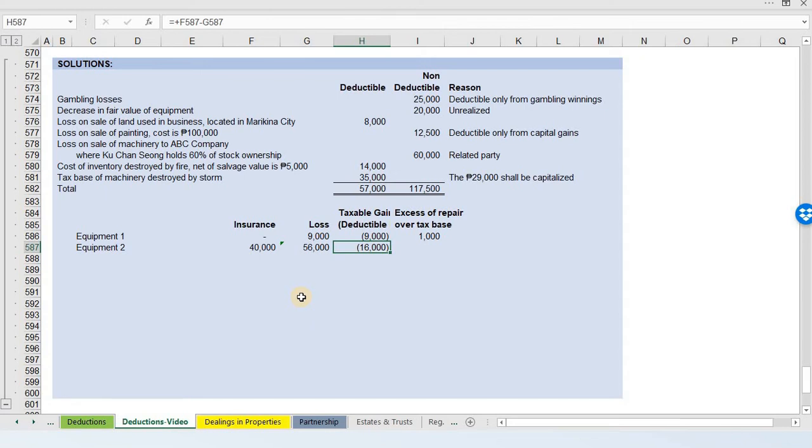So again, if there are proceeds from insurance, the reportable loss shall be reduced by the insurance proceeds. That is why the reportable loss is 16,000 pesos. Again, the repair cost is over the tax base, so that is why we have an amount to be capitalized of 4,000 pesos. Now let's proceed to leasehold improvement.